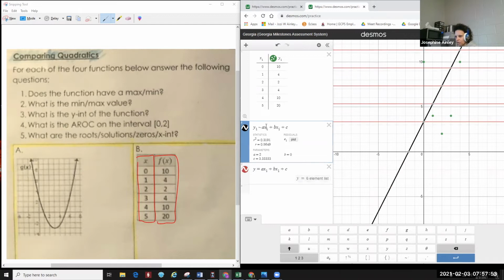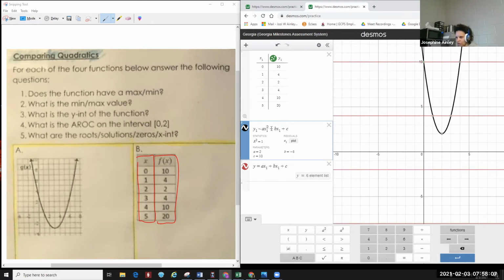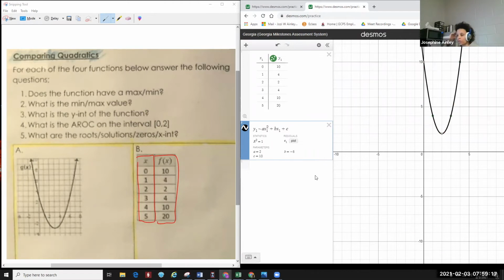Oh, I forgot to square it over here, so sorry, guys. Because it's a quadratic function, that's why it looks like a straight line. That's wrong. So come back to where it says x, and then we're going to look for the squared button. So press A, 1, 2, 3, and there's my squared button. So look, there you go. What do you notice? It doesn't even cross the x-axis. So what does that mean? That means there are no roots, no solutions.